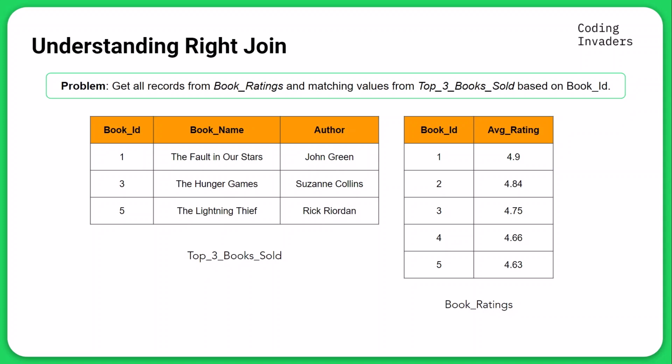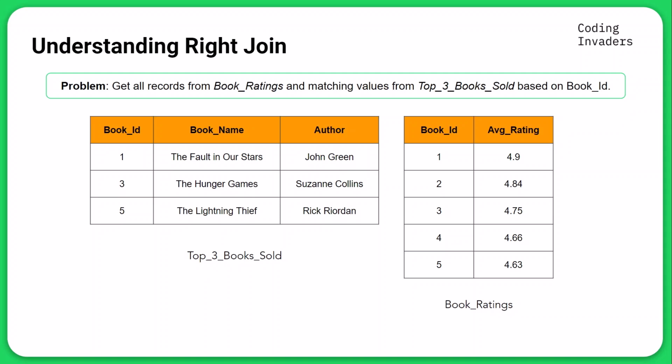Looking at book ratings, we have 2 columns and 5 rows. In this also we have a column which is book ID and values are from 1 to 5. And for each and every book ID, we have an average rating. Like for book ID 1, we have an average rating of 4.9. For book ID 3, it is 4.75 and so on and so forth.